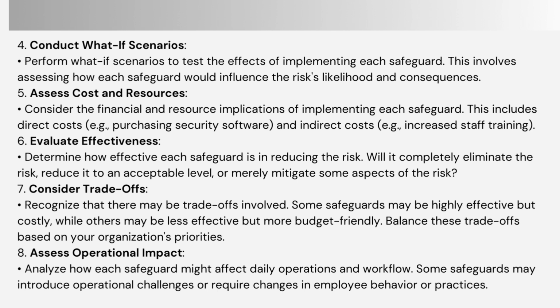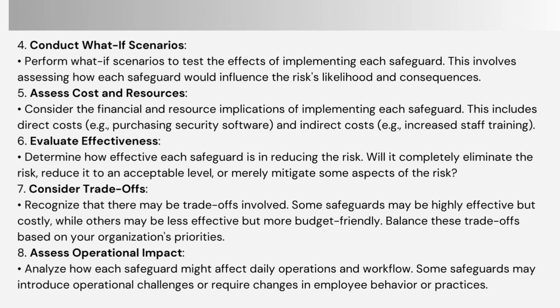Then you assess cost and resources. Consider financial and resource implications of implementing each safeguard. This includes direct costs, e.g., purchasing security software, and indirect costs, e.g., increased staff training. Thereafter, evaluate effectiveness. Determine how effective each safeguard is in reducing the risk. Will it completely eliminate the risk, reduce it to an acceptable level, or merely mitigate some aspects of the risk?